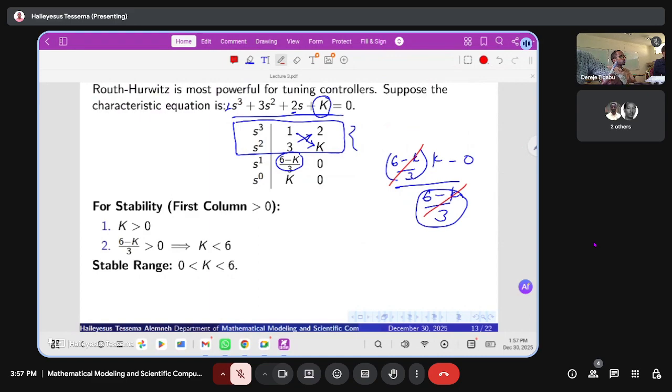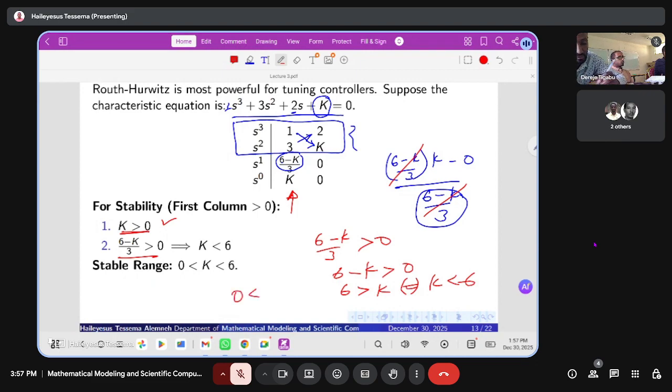So we can see that for the characteristic polynomial to have negative eigenvalues, the coefficients of the first column should be positive. This means that k should be positive, and the other one, (6 minus k) over 3, should be greater than 0. So we have k greater than 0, and 6 minus k should be greater than 0, which means 6 is greater than k, which implies k is less than 6.